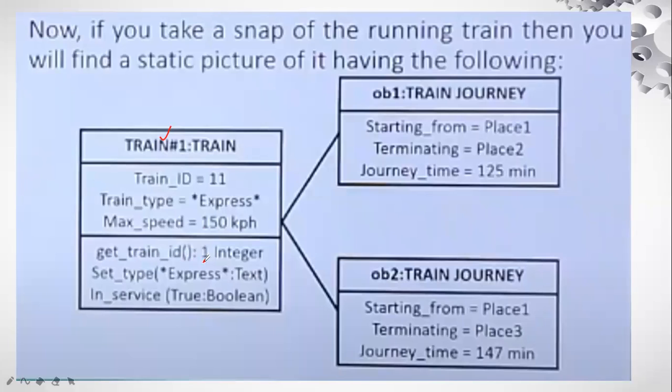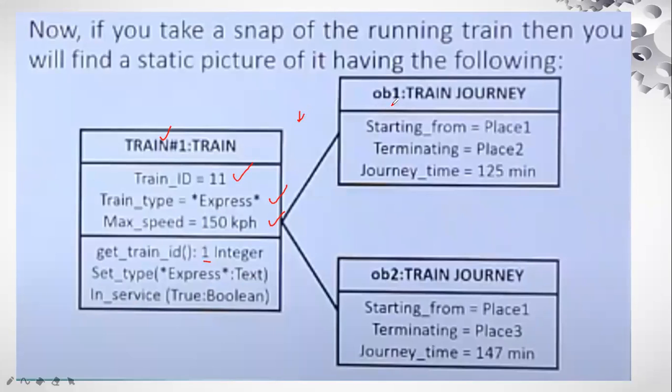Get train ID is obviously one integer. Set type express, text. In service: whether this particular train is in service or not. This is boolean. You can give it true or false, or 0 or 1. So what is this giving? This is giving the data to all these attributes, and these data values are of this particular moment.